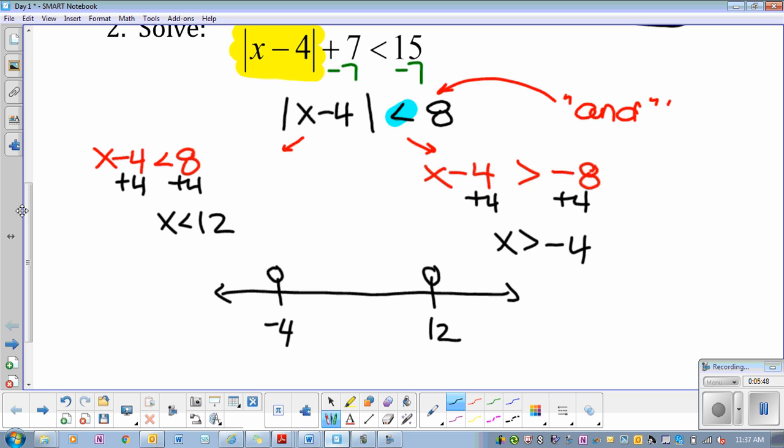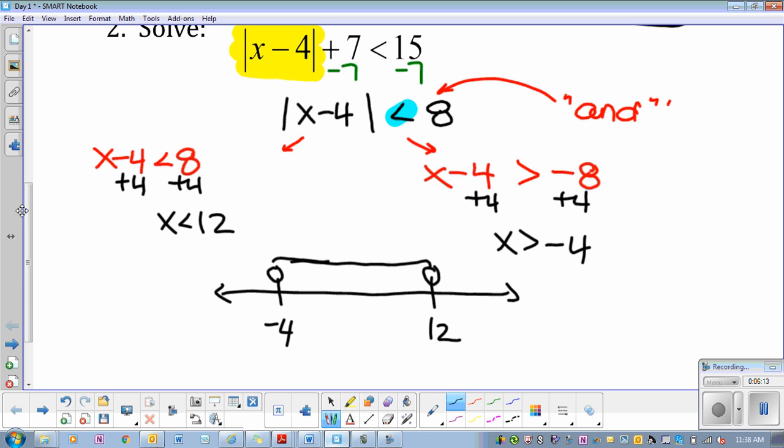X is greater than negative 4 and less than 12. Look at that, it's an and. You can kind of graph it just to make sure, but it didn't say graph, so you don't have to graph. Okay, so any questions about this?